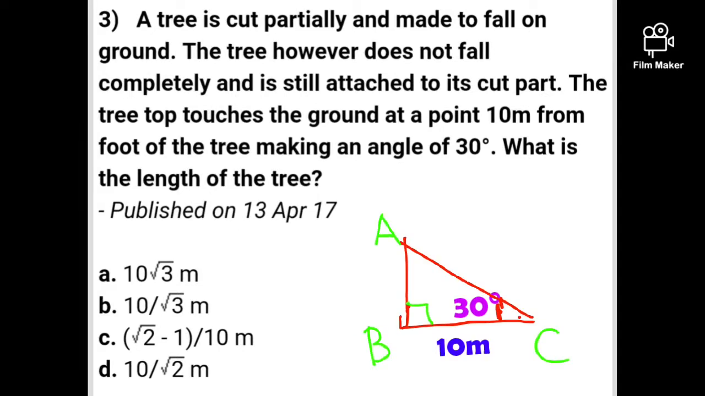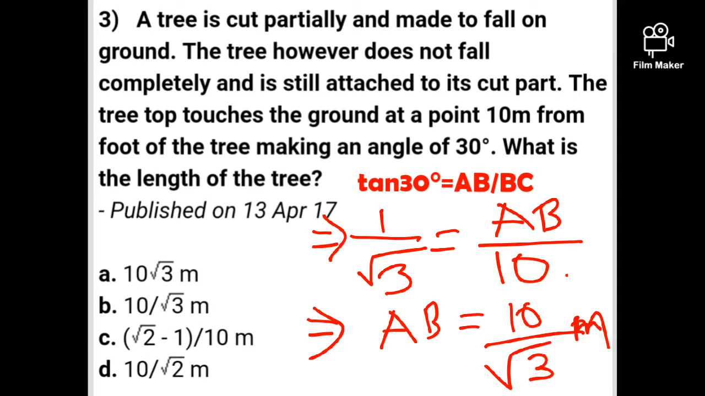So here the tree is actually BC. However, it is given that the tree was cut at a point A. So therefore, we form a triangle here, that is triangle ABC. It is also given that the distance between the foot of the tree and the point where the tree top reaches the ground is 10 meter and the angle of elevation is 30 degree. So here we have to find the length of the tree, that is BC. If we can find AB and AC, then we can easily find BC.